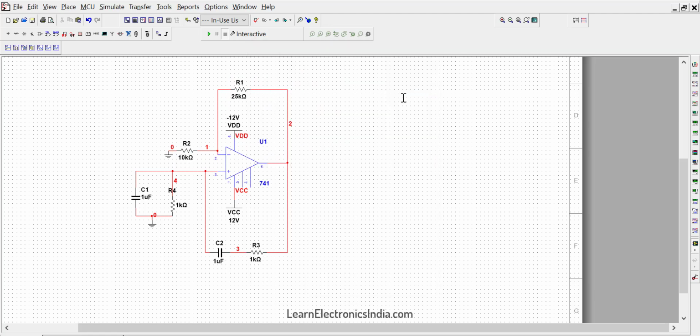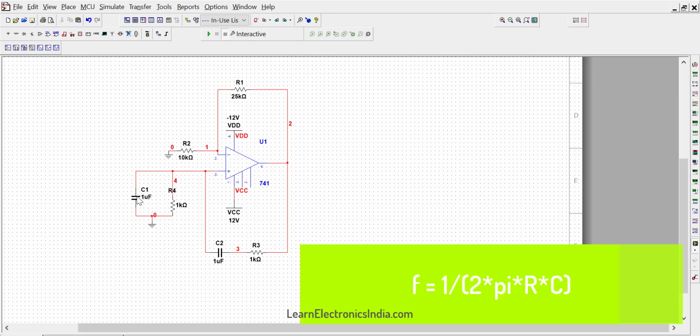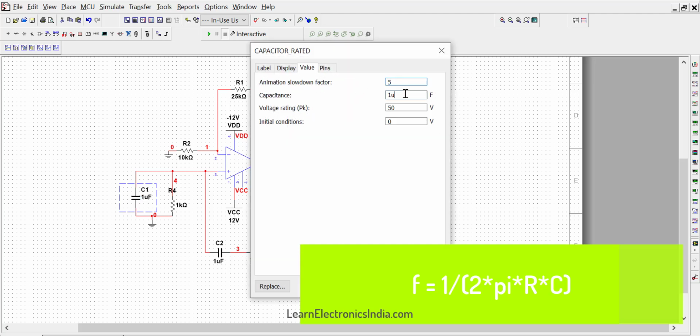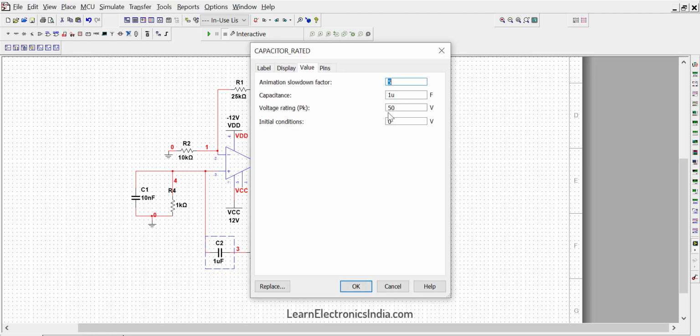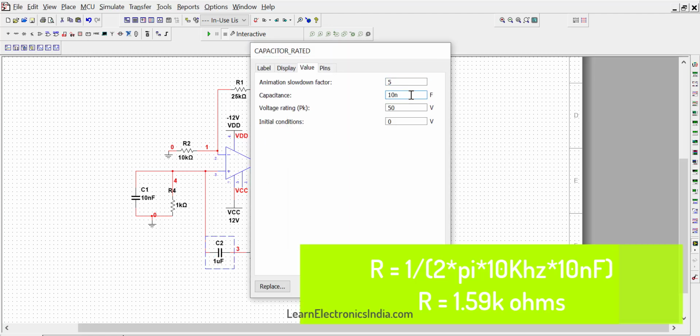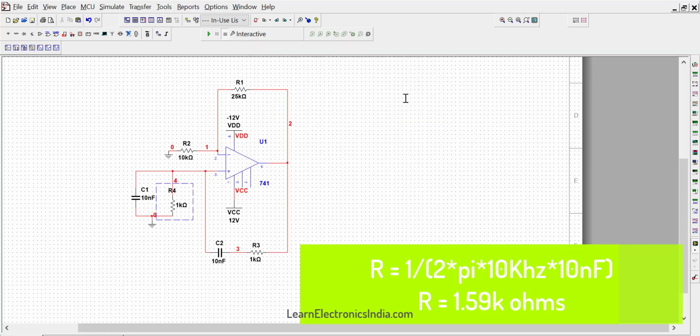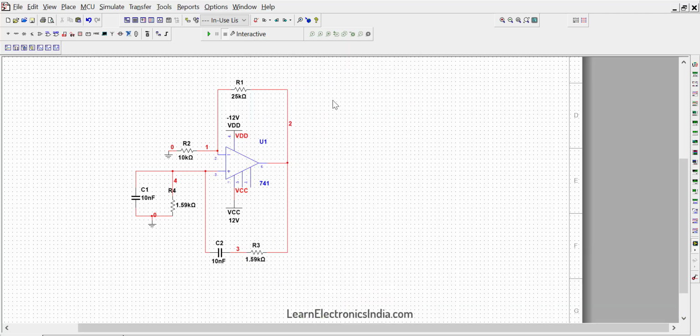To get a proper sine wave, the value of R and C in the series and parallel network should be equal. The output frequency of the sine wave generator is given by this formula. To get a frequency of 10 kHz, let's keep the value of capacitor as 10 nanofarads. Hence, the value of resistance is 1.59 kilo ohms.